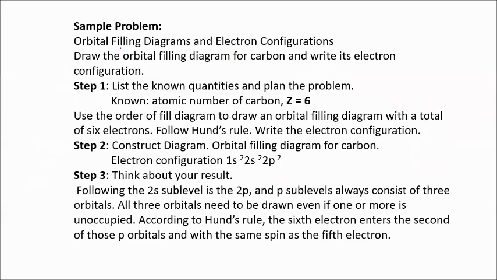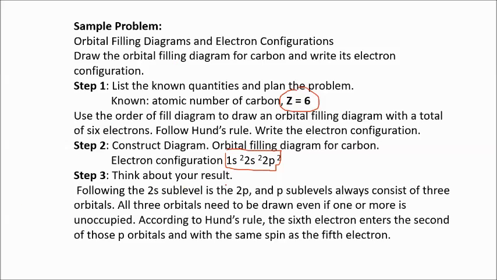Okay? So next is the orbital filling diagram and electron configuration. Draw the orbital filling diagram for carbon and write its electron configuration. Step 1, list the known quantities and plan the problem. In this case, the atomic number of carbon is given as Z equal to 6. So use the order of filling diagram to draw an orbital filling diagram with a total of 6 electrons, and then follow Hund's rule. Write the electron configuration. Step 2, construct the diagram. Orbital filling diagram for carbon with configuration 1s2, 2s2, and 2p2.